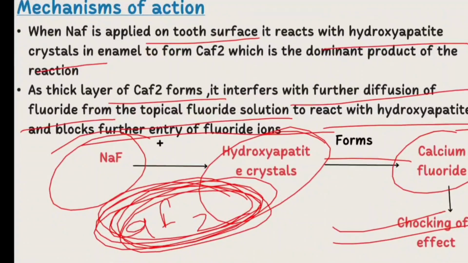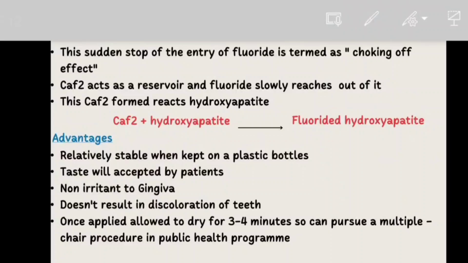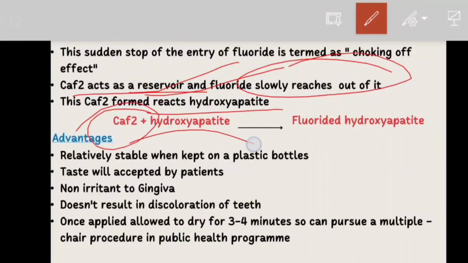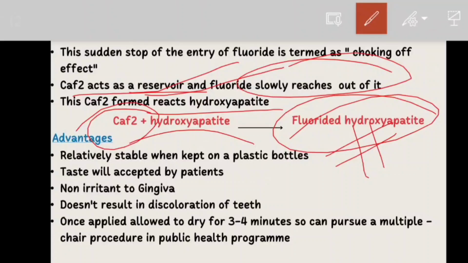Okay, so here the calcium fluoride acts as a reservoir and fluoride slowly reaches out of it. So here another important point is calcium fluoride does not simply sit there and do nothing, but it acts as a reservoir. Think of a reservoir like a storage tank. Calcium fluoride stores the fluoride and fluoride can slowly become available from this reservoir. So when the calcium fluoride again reacts with the hydroxyapatite, it forms the fluoridated hydroxyapatite. So the stored fluoride can participate in the formation of the fluoridated hydroxyapatite. Okay, so this is an easy way to remember.